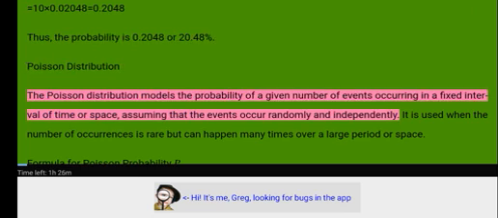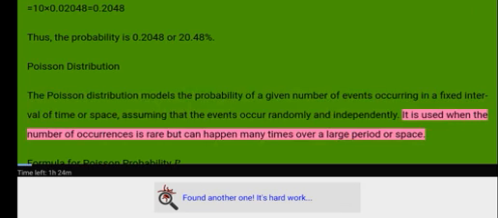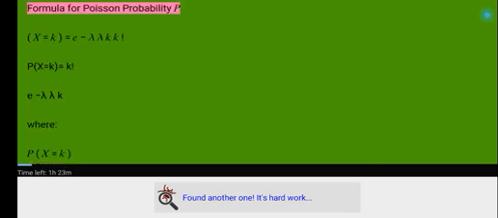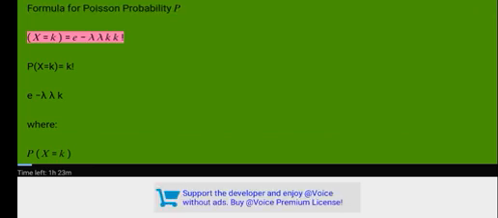Poisson distribution. The Poisson distribution models the probability of a given number of events occurring in a fixed interval of time or space, assuming that the events occur randomly and independently. It is used when the number of occurrences is rare but can happen many times over a large period or space. Formula for Poisson probability: P(X = k) = (e^(-lambda) lambda^k) / k!